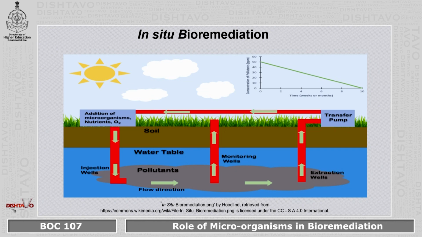Now, this is the picture of in situ bioremediation. Here we can see the contaminants are there, and the addition of microorganism, nutrient, and oxygen is done through this injection well, and these contaminants are treated here. After decontamination, the contaminants are extracted through this well. Now, if you look at the graph of concentration of pollutant versus time, you can clearly see that as the time increases, the rate of degradation also increases.